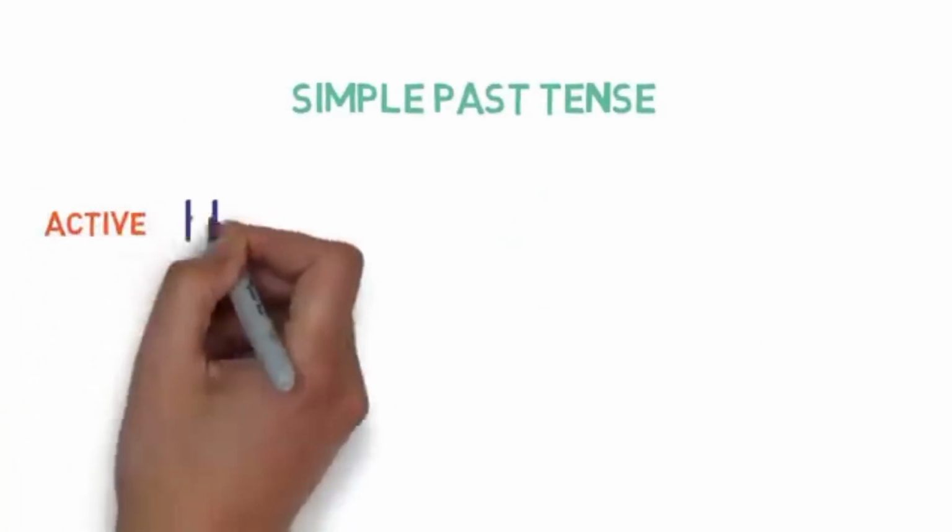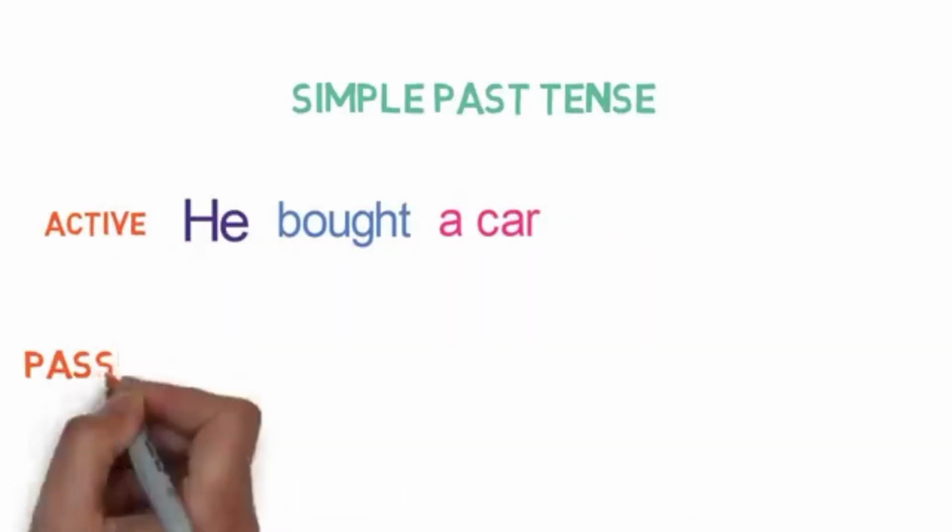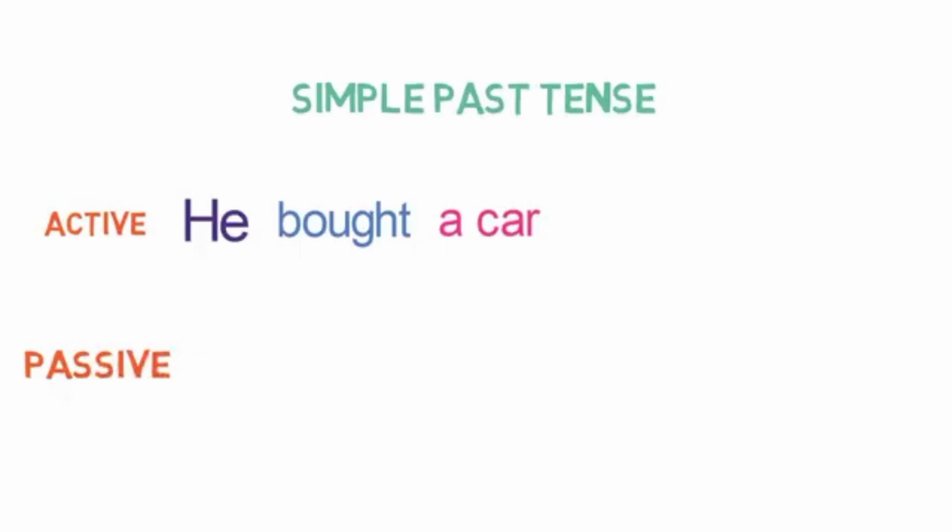Now let's see an example of simple past tense. Active sentence. He bought a car. Firstly, we need to identify subject, verb and object. Here, he is the subject, bought is the verb and a car is the object. Now, let's swap the position of subject and object.